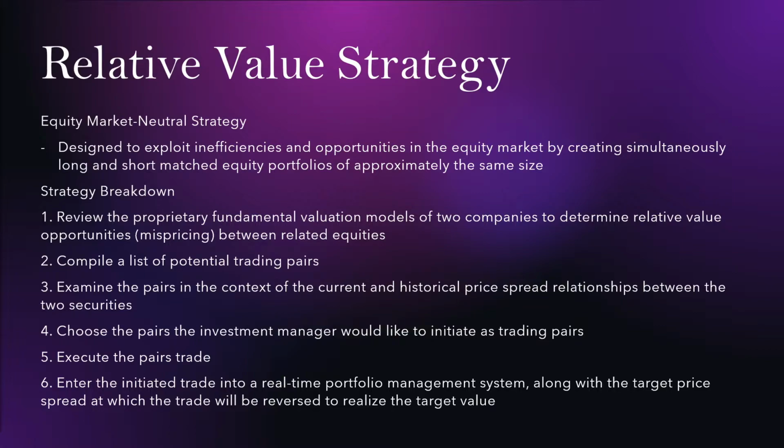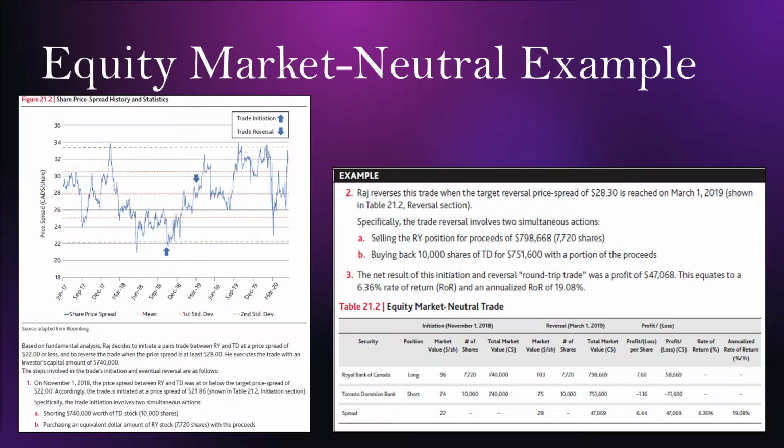So it is a bit confusing going through that, but I do have an example that we can go through to make it a little bit more clear. Now, this example used RBC as well as TD Bank as two stocks that they wanted to use. And basically, they wanted to find the price spread between the two. They actually purchased RBC and they shorted TD. That's because they began this when the price spread was lower. So the price spread normally has a mean of about $28 as a difference between RBC and TD. So RBC was $28 more expensive.